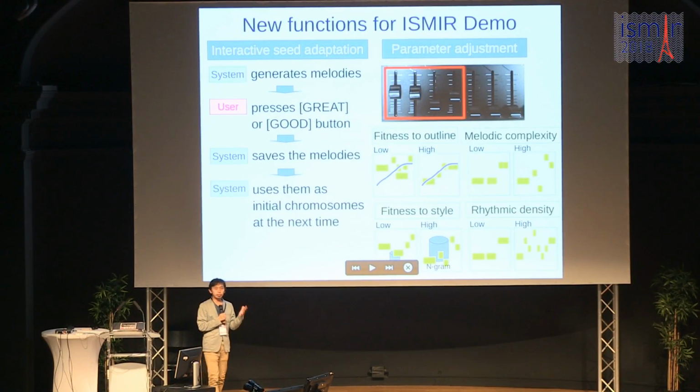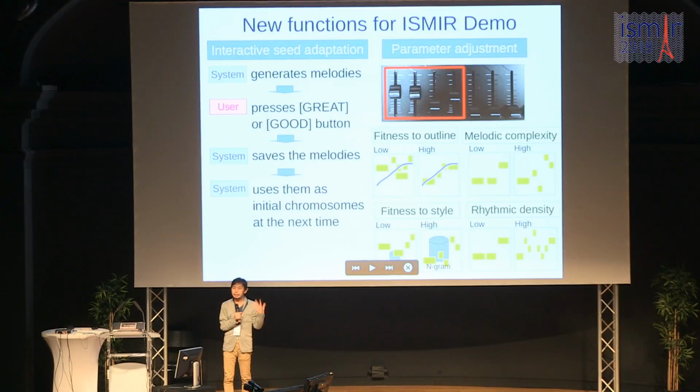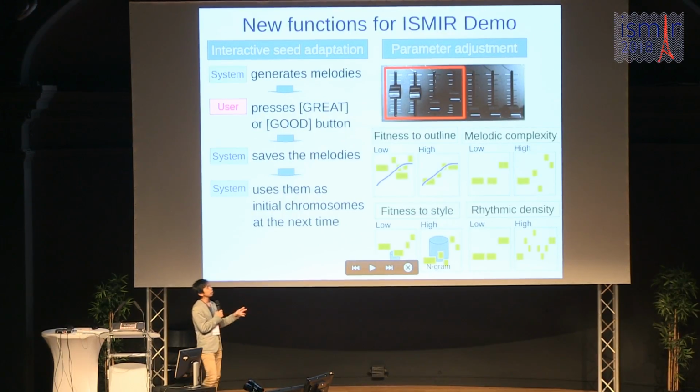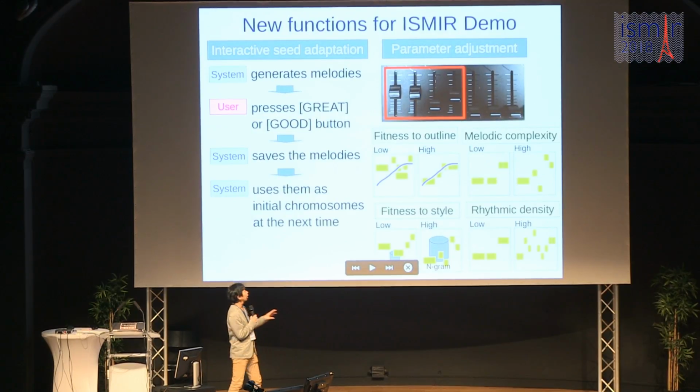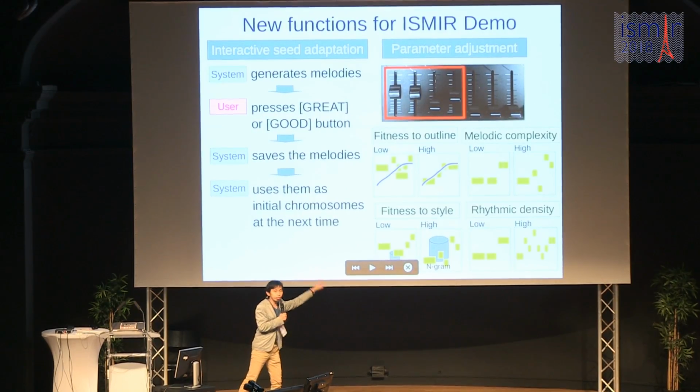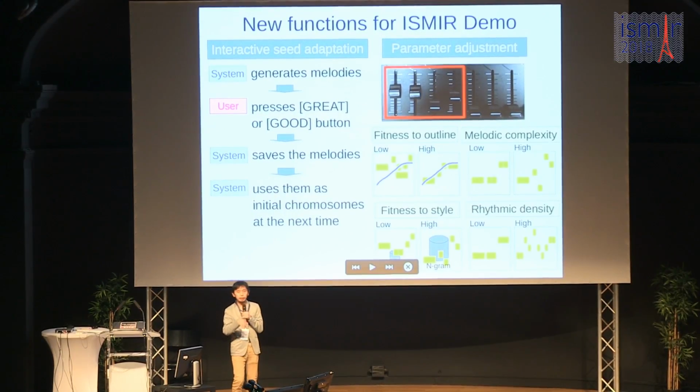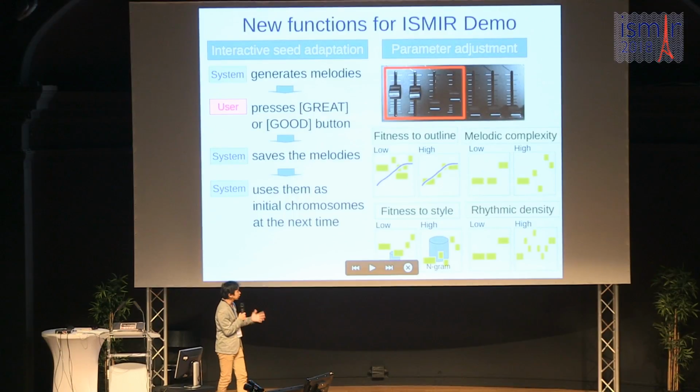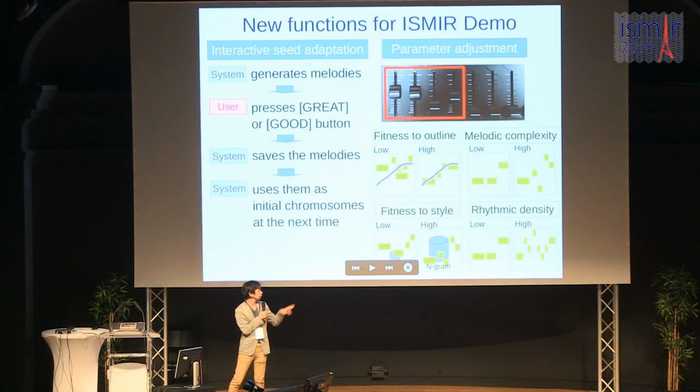Here we developed new functions. One is interactive seed adaptation. If you like the generated melodies, please press the great or good button. Then the system saves these melodies and uses them for the next melody generation. The other is parameter adjustment. You can control parameters like these four parameters using a MIDI mixer. The user can make variations in melody generation by controlling such parameters.